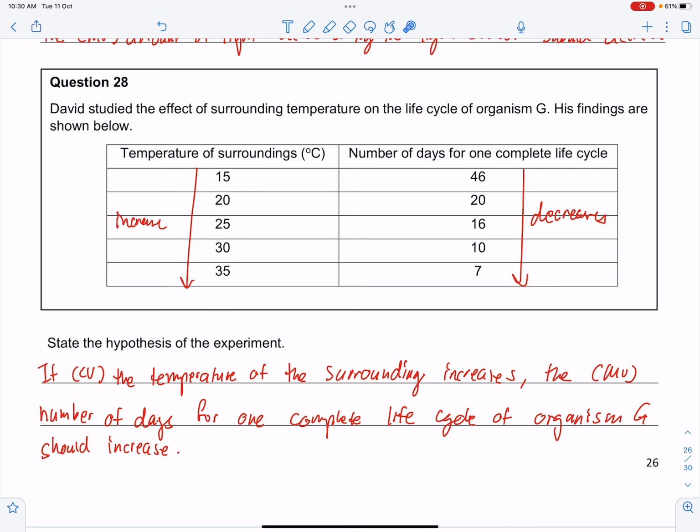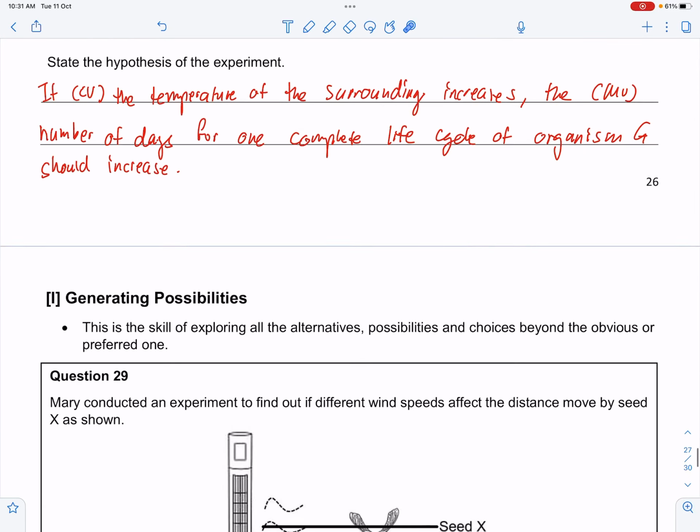Okay? Got it? So it's a little bit like a relationship question, right? The difference is that the question will not say, what can you conclude? Or what is the relationship of temperature with the number of days of an organism? Then your answer will be, as the temperature of the surrounding increases, the number of days for one complete cycle of the organism G decreases. Okay, it's very similar, but it's not. Okay, next.